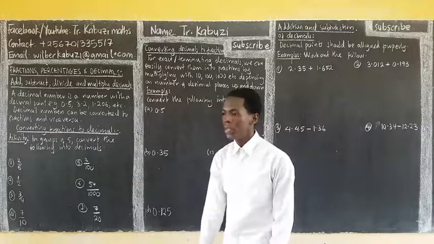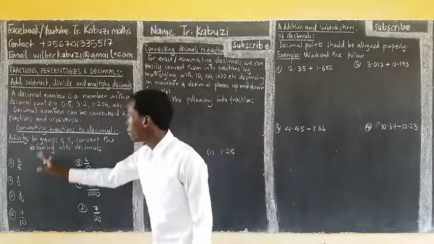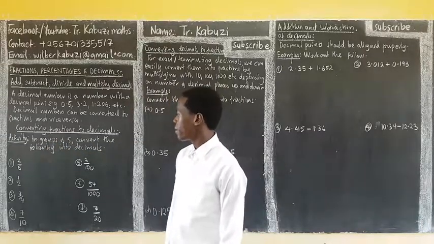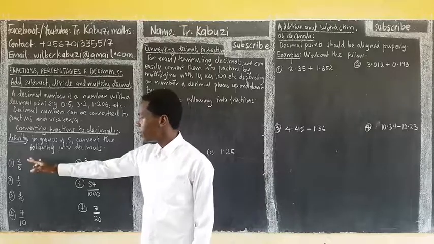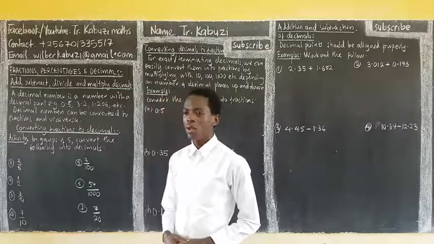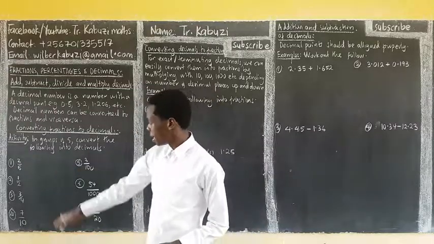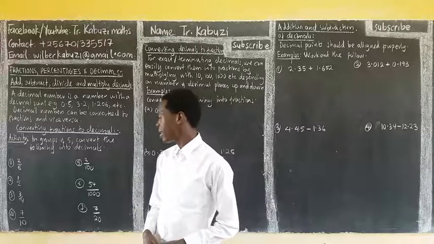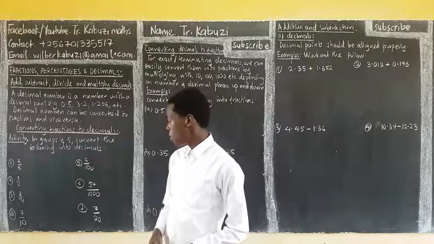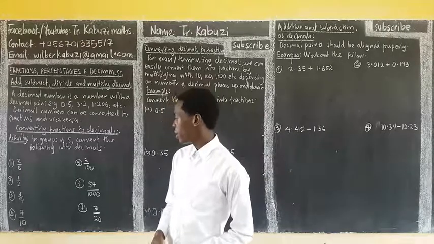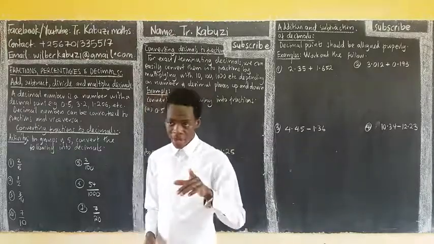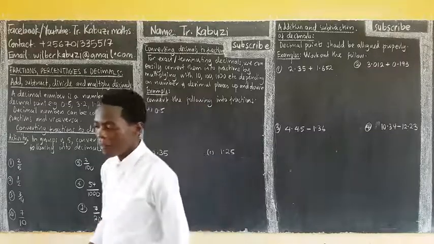Let us do this activity in our groups. Converting fractions to decimals. In groups of 5, convert the following into decimals. You're going to convert for me these ones. I'm giving you only 5 minutes. Okay, let me give you 7 minutes. Okay, you have 7 minutes to convert these ones to decimal numbers. I'm going to sample only 4 randomly, so everyone I think you can do. Okay, you have 5 minutes there.